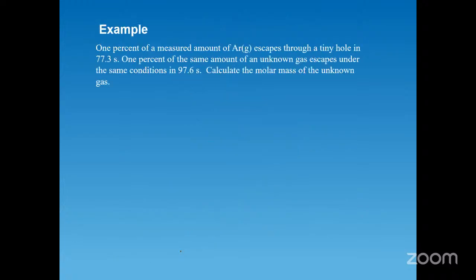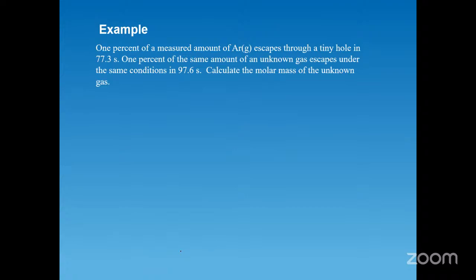All right. So here's another question. Now, this one you have to be careful about, right? Because, well, let me read the question. It says 1% of a measured amount of argon escapes through a tiny hole in 77.3 seconds. 1% of the same amount of an unknown gas escapes under the same conditions in 97.6 seconds. Calculate the molar mass of the unknown gas, right?